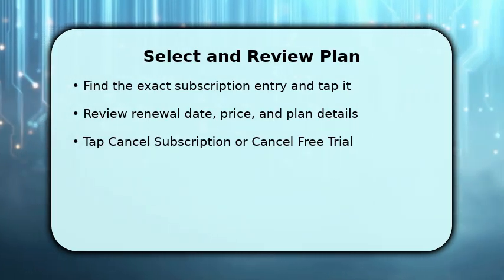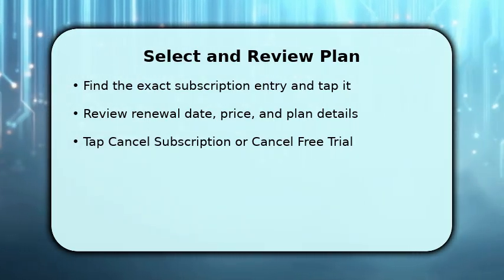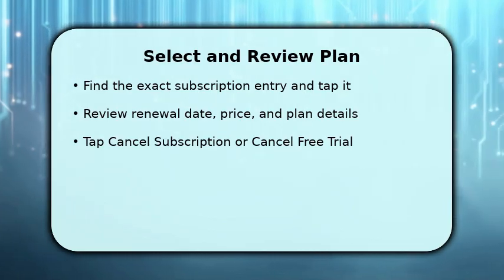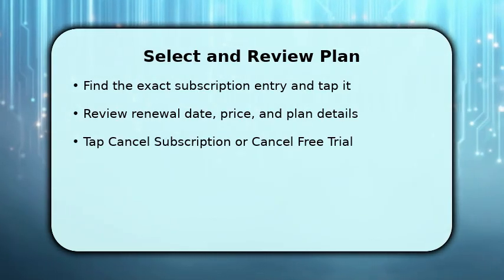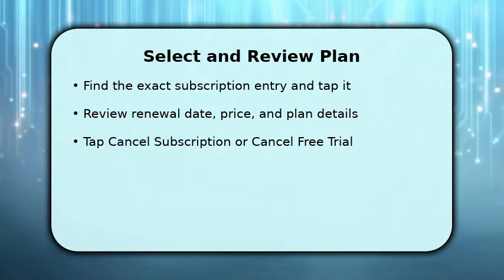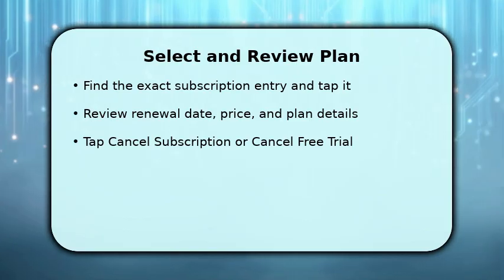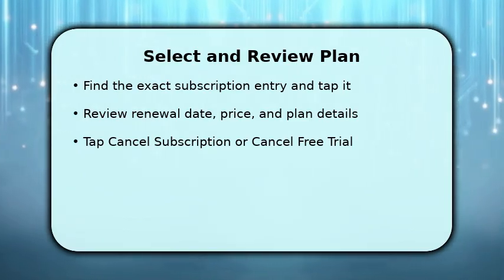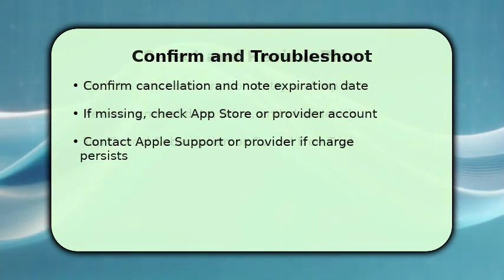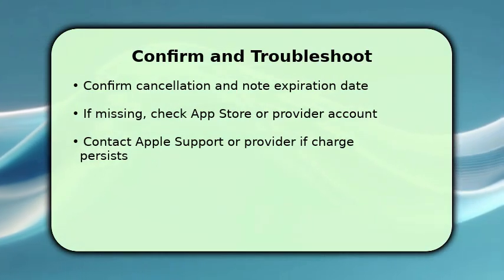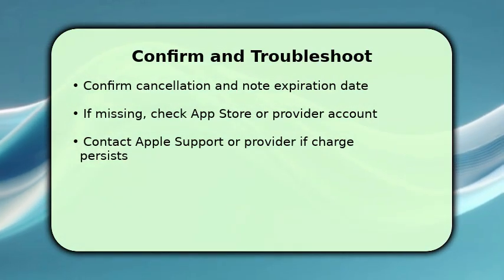If cancellation is allowed, you'll see a Cancel Subscription or Cancel Free Trial button. Tap it. Confirm when prompted to stop auto-renewal. This doesn't remove past charges, it prevents future billing. Make sure the status changes to expire on the listed date. After confirming cancellation, you should see the subscription show an expiration date. Note it for access until then.